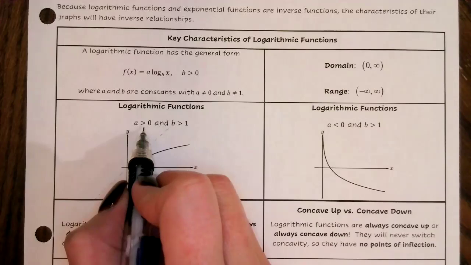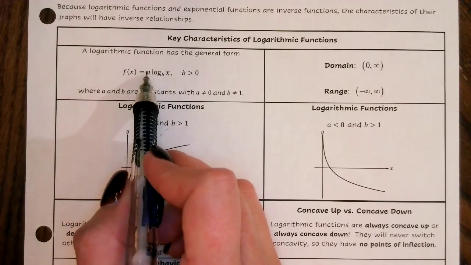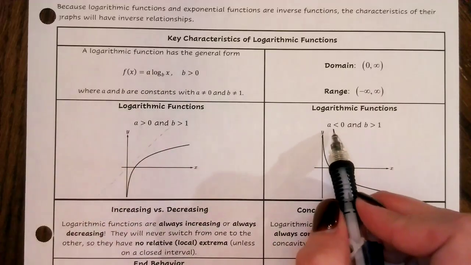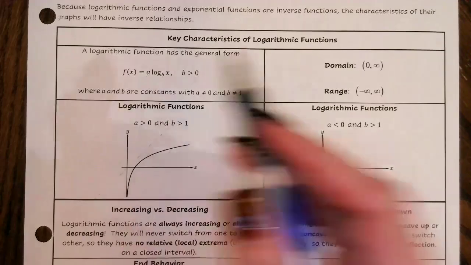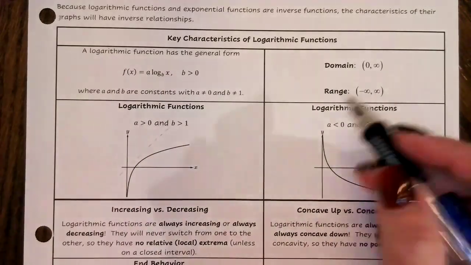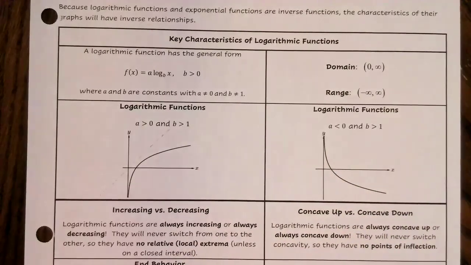This was when the a value was greater than 0, so this right here was positive. If that value is less than 0, we have a negative there. Remember, that's a reflection across the x-axis, so it would look like this. I will have a vertical asymptote still on the y-axis.